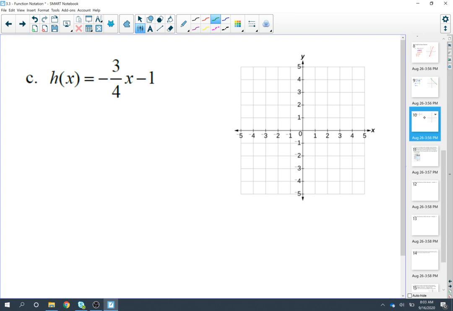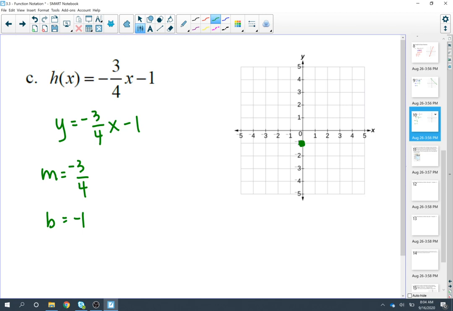Letter C, h of x equals negative 3 fourths x minus 1. So again, I know it says h of x. That's just saying it's a function. Okay, it's a line. We know it's a function. It'll pass the vertical line test. But we could just write it as y equals negative 3 fourths x minus 1. My slope, negative 3 fourths. My y-intercept, negative 1. I'm going to plot my y-intercept at negative 1. And then I have my slope of negative 3 fourths.